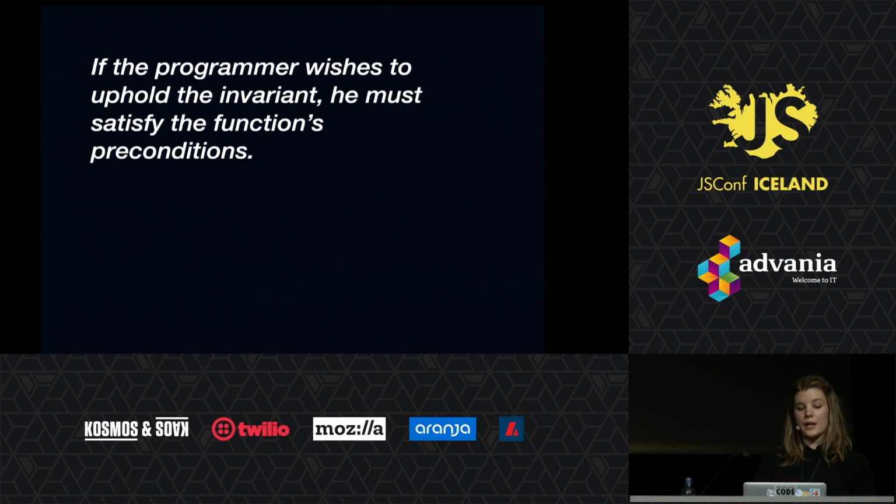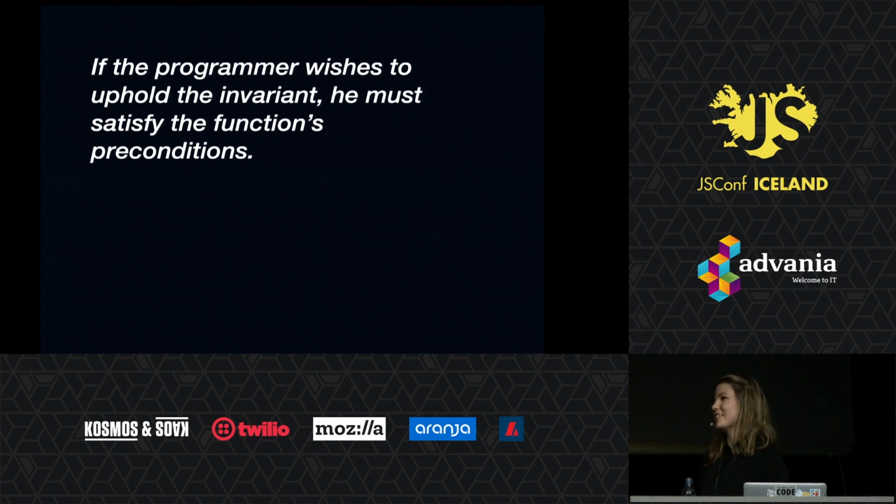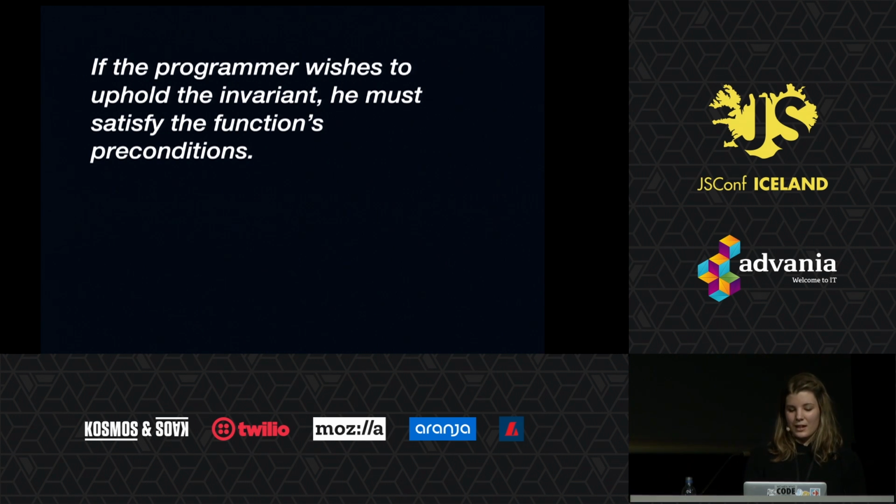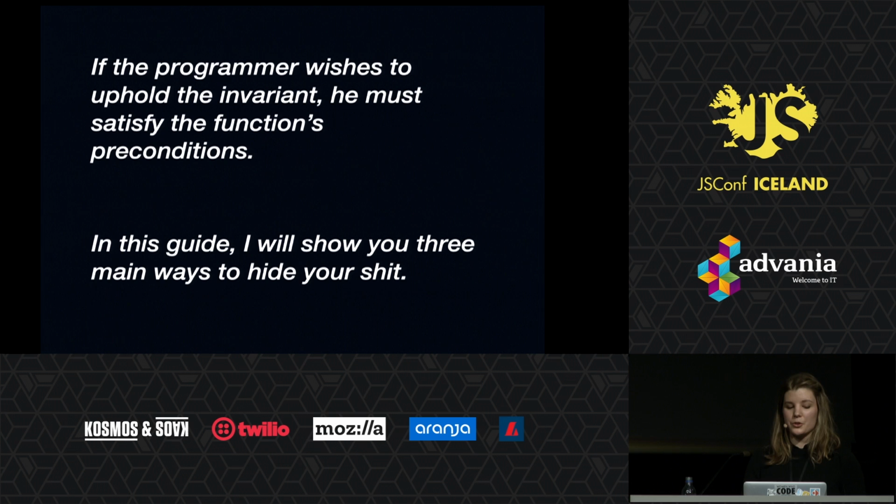"If the programmer wishes to uphold the invariant, he must satisfy the function's preconditions." As a woman in tech, I hate reading documentation like this because I already feel pretty ostracized in the community a lot of times, and having something like this shows me that this isn't for me. Or this one. "In this guide, I will show you 3 main ways to hide your shit." First of all, profanity is probably not the way to go, and also it doesn't really tell me what it's doing. And both of these are relatively tame examples, but they show instances of this insensitive language.